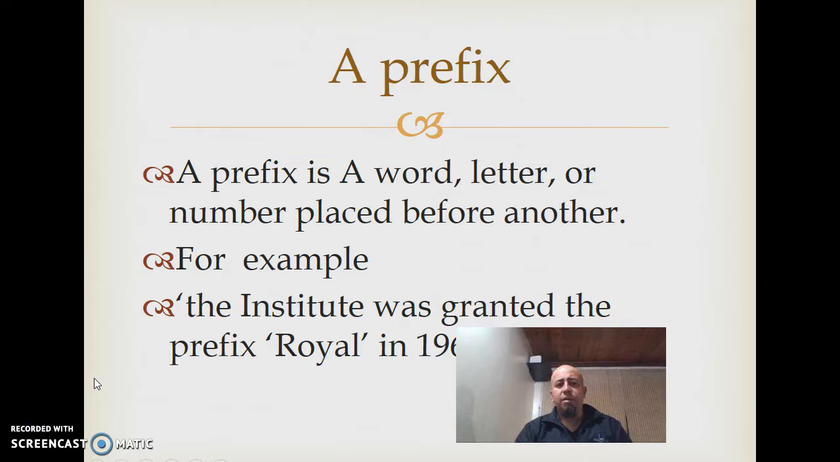A prefix is a word, letter, or number placed before another. For example, as we can say here, the institute was granted the Prix Royal in 1961. Prefixes typically maintain the word class of the word, while suffixes oftentimes change the form entirely, as is the case with exploration compared to explore.